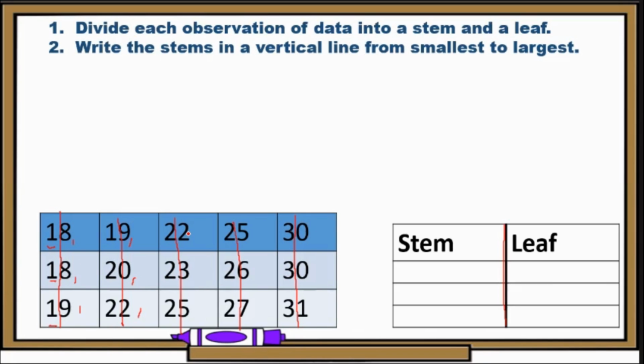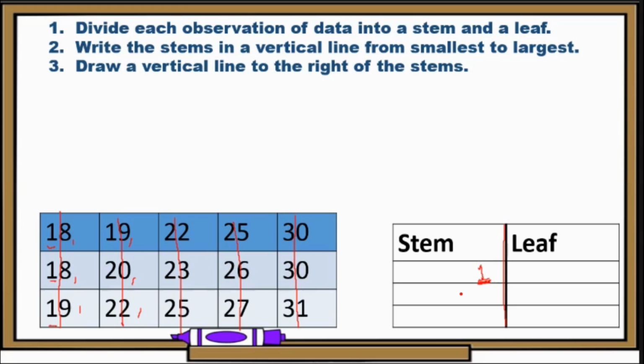Now, write the stems in a vertical line from smallest to largest. Let's determine our stems. Di siya pwede ulitin eh. So, how many times did 1 appear? It appeared 4 times. But you are only going to write it once under the stem. Kahit na 4 na beses siya nag-appear dyan, you are going to write it once lang sa stem. Okay? Draw a vertical line to the right of the stems. Mga stems natin, 1, 2, and 3. And then may vertical line na nga tayo dito.